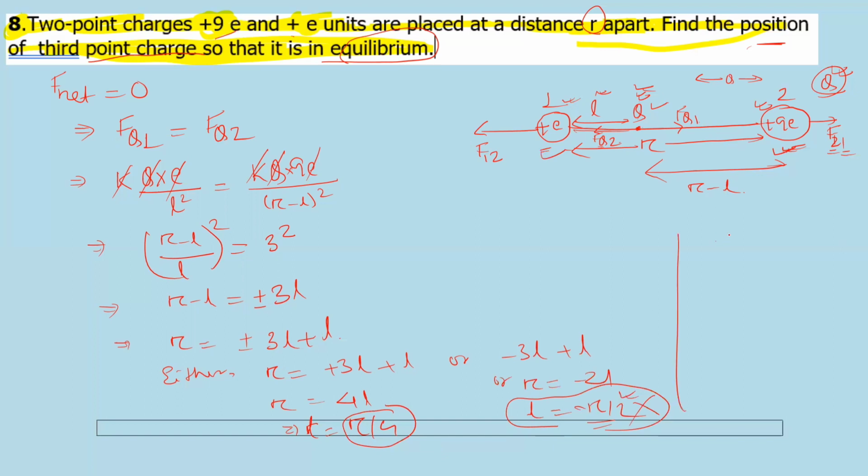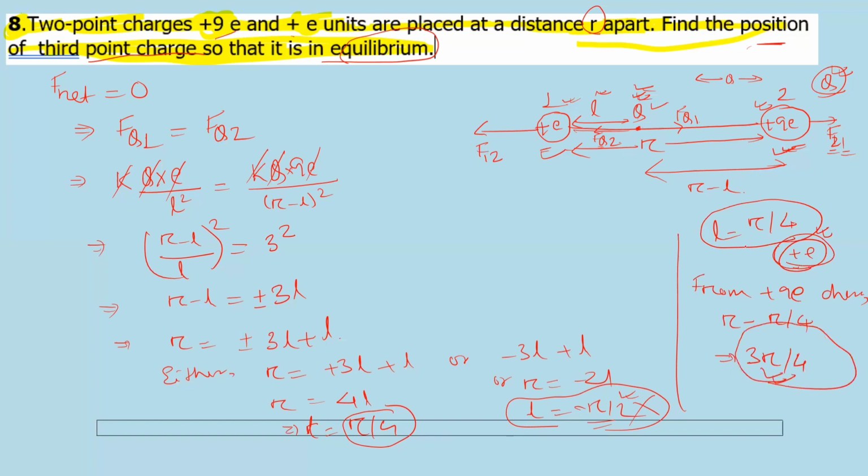Now you see, it is given from the answer L is equal to R by 4. This distance L is from the charge plus e. This position of the charge is from charge 1, that is plus e. Again, if you are asked to calculate from the plus 9e charge, you can write the distance in the other way also. How will you do? You just write R minus L. L is what? R by 4. So you can write 3R by 4. So this is the distance from the plus 9e charge and this is the distance from the plus e charge.